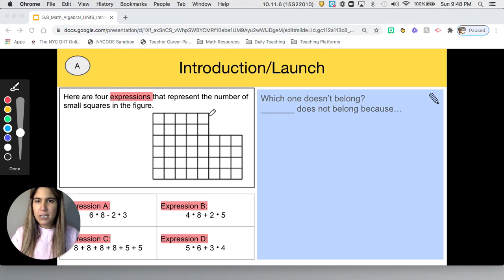If I were to quickly complete this grid, I would count 1, 2, 3, 1, 2. So I am missing a 2 by 3 grid. Thinking about this, I am like, okay, expression A does fit. But I want to find the one that does not fit.